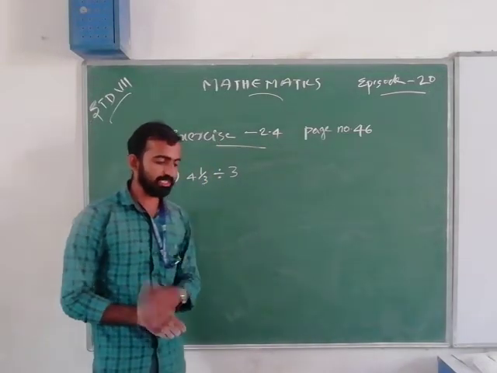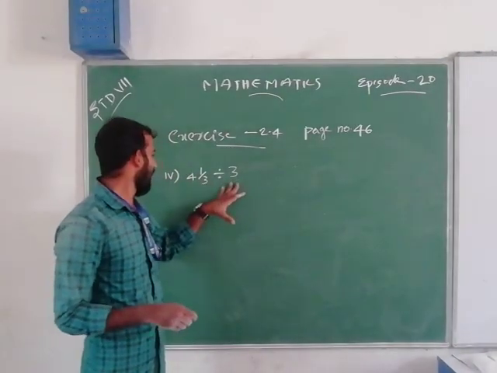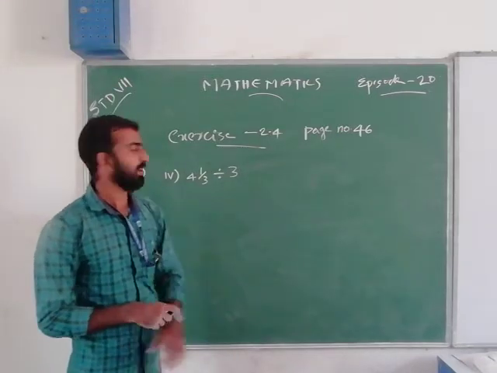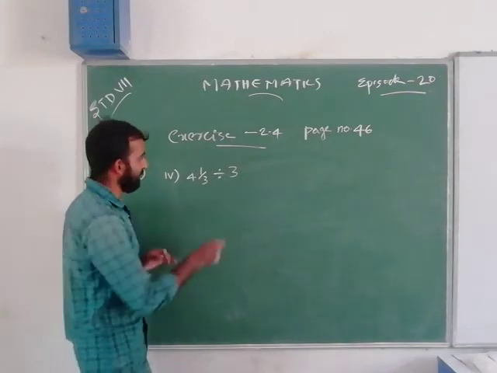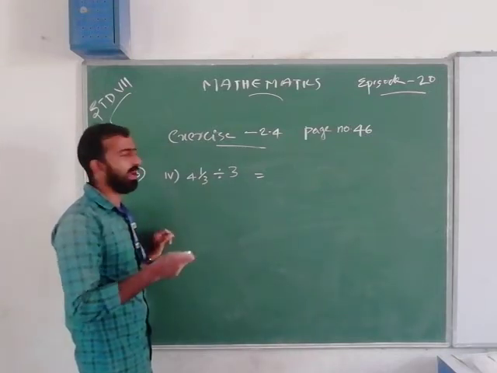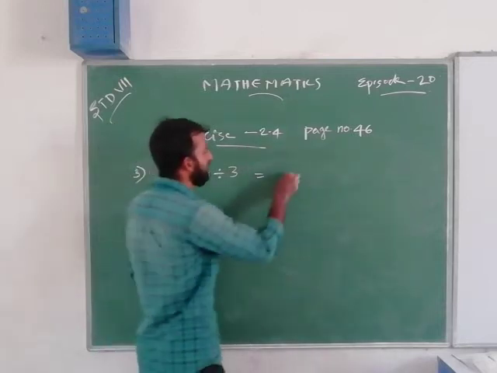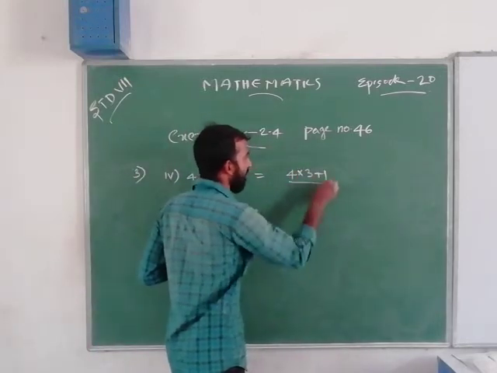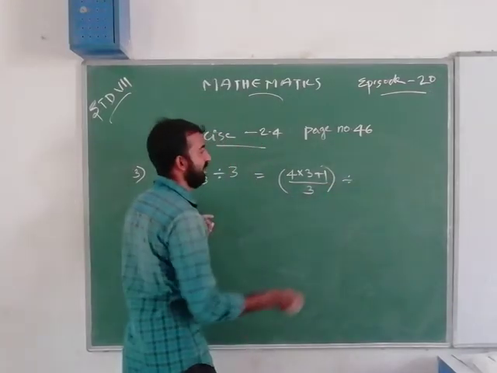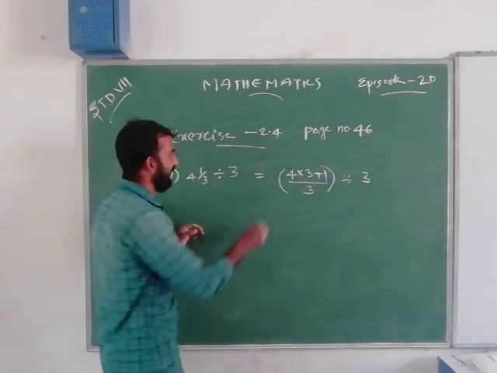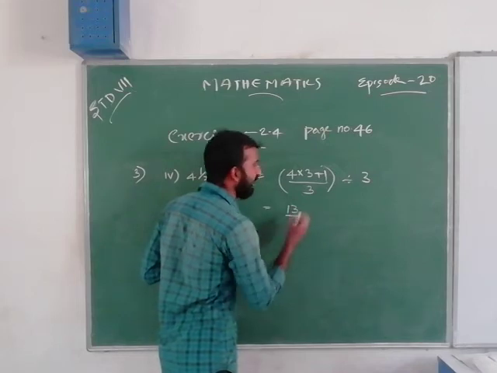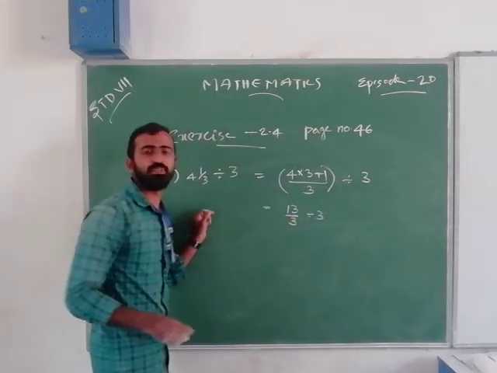In this fourth question, we want to find 4 and 1 by 3 divided by 3. Easy. What is the answer? Here 4 and 1 by 3 is a mixed fraction, so we want to convert it. That is 4 into 3 plus 1 by 3, divided by 3. 4 into 3 means 12. 12 plus 1 is 13. 13 by 3 divided by 3.